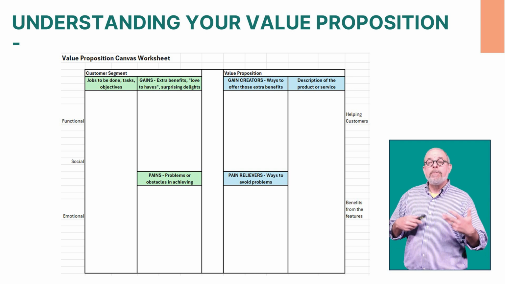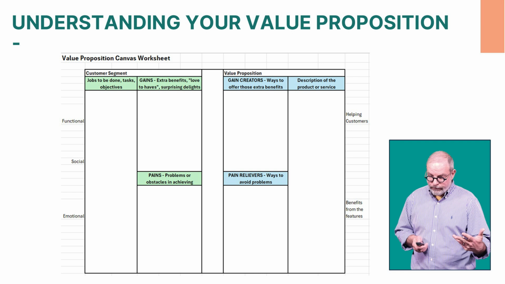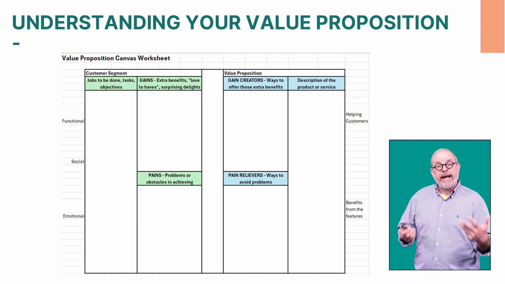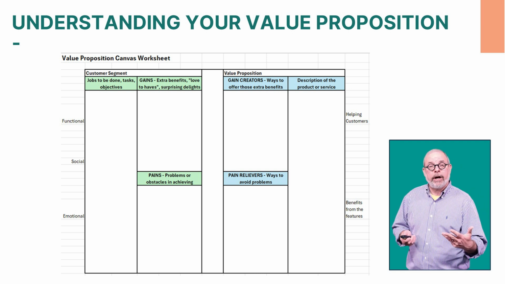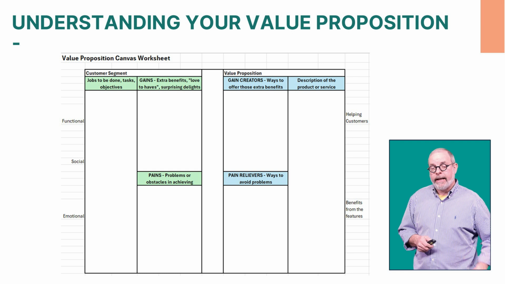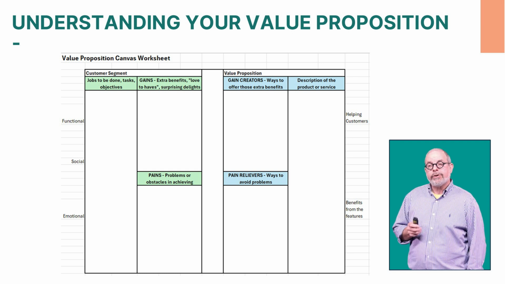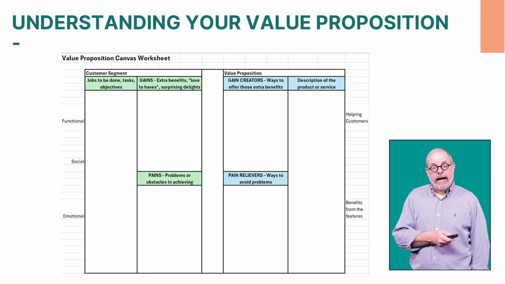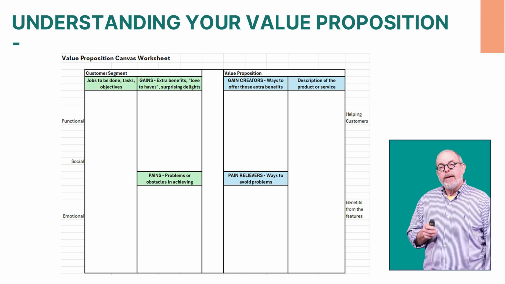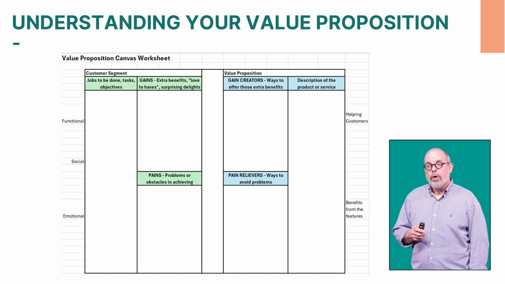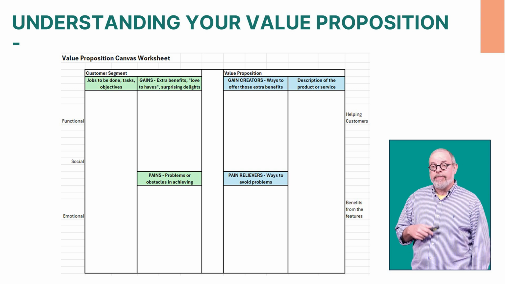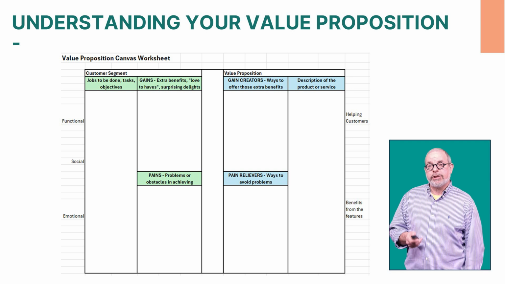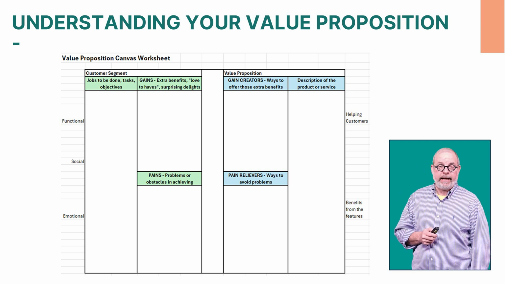Self-esteem might be an emotional job to be done. Being stress-free when they create their haircut in the morning, when they create their hairstyle, right? Those are functional, social, and emotional jobs to be done for your different haircut customer segments. Does everybody understand that? From these jobs to be done, we can figure out the gains and the pains for our customer segment part of our value proposition canvas.